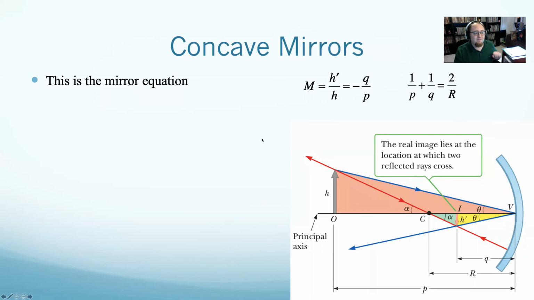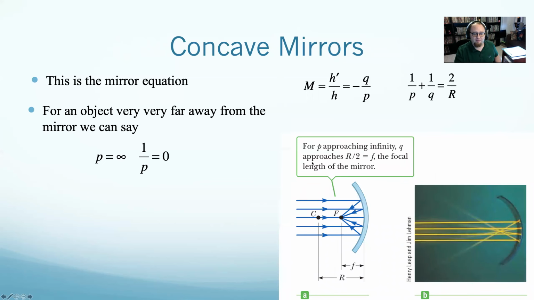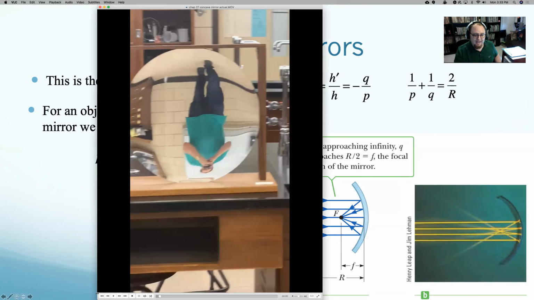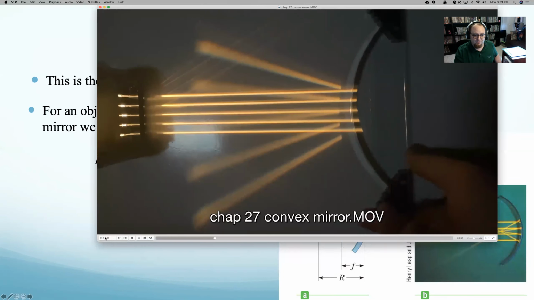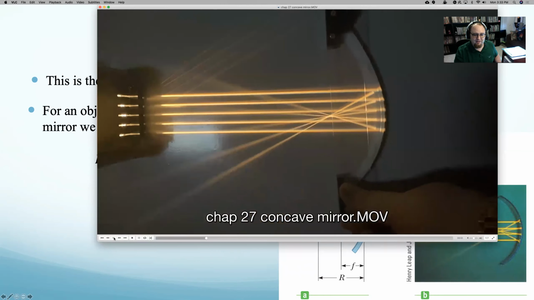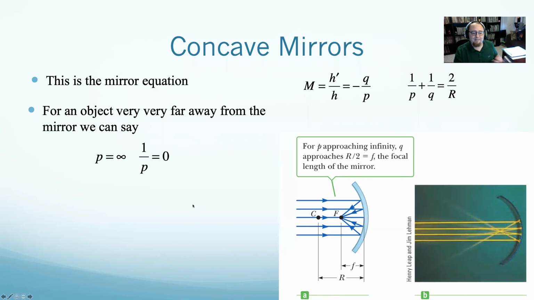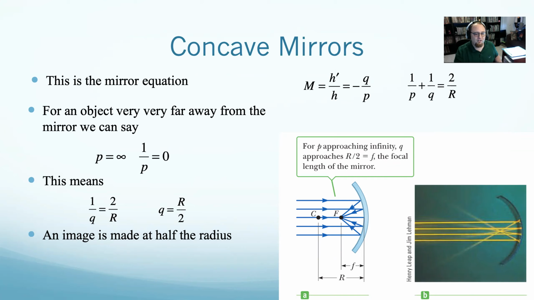Now, if you have something very far away from the mirror, so it's like infinitely far away, which is what's going to happen if you have parallel light, like I had in my videos here with this parallel light. If I have parallel light, p will be about infinity, which means 1 over p will be 0, which will mean 1 over q will be 2 over o, or q will be o over 2. That means all of the light will be focused at half the radius.